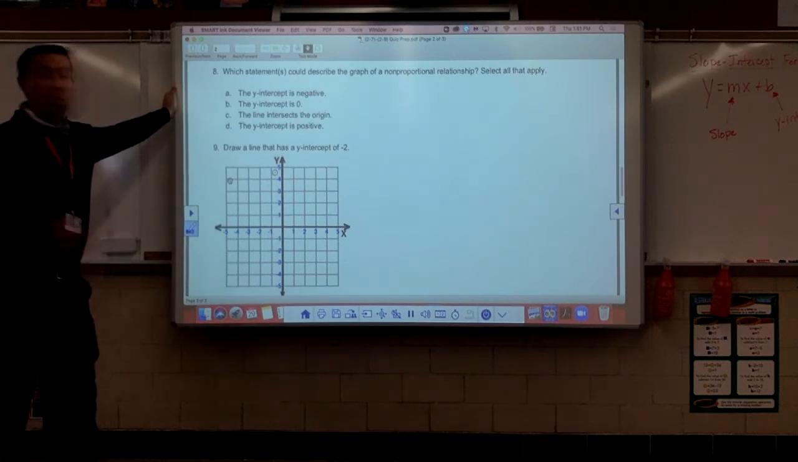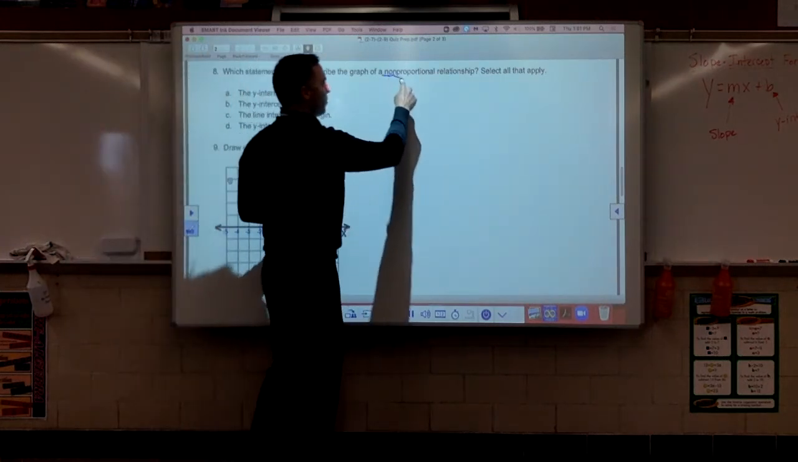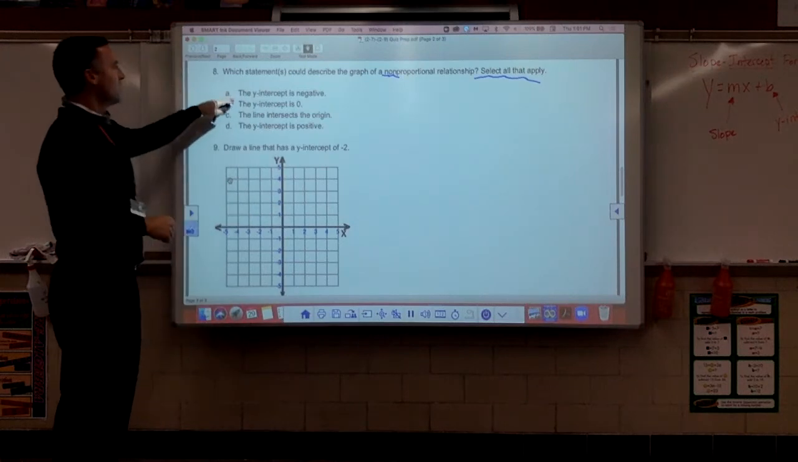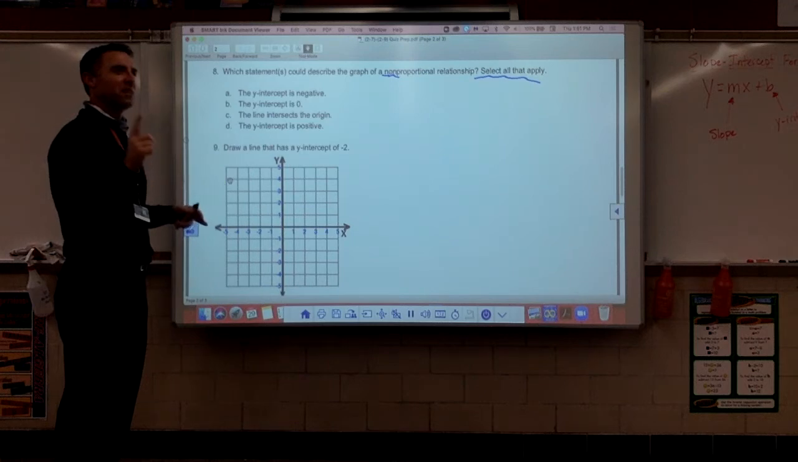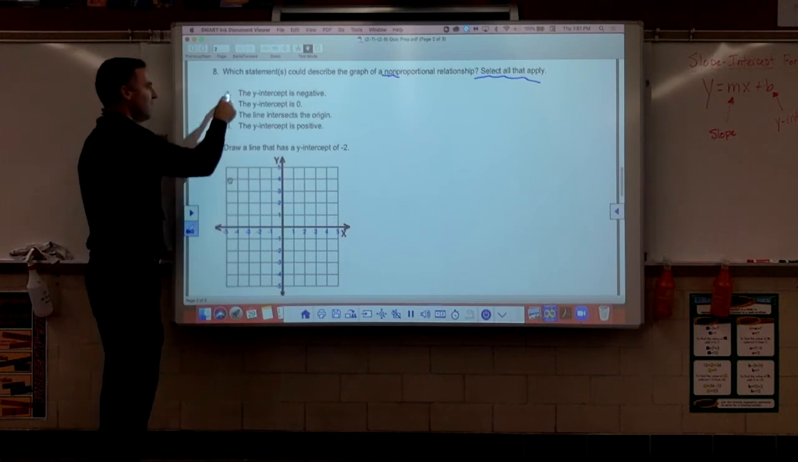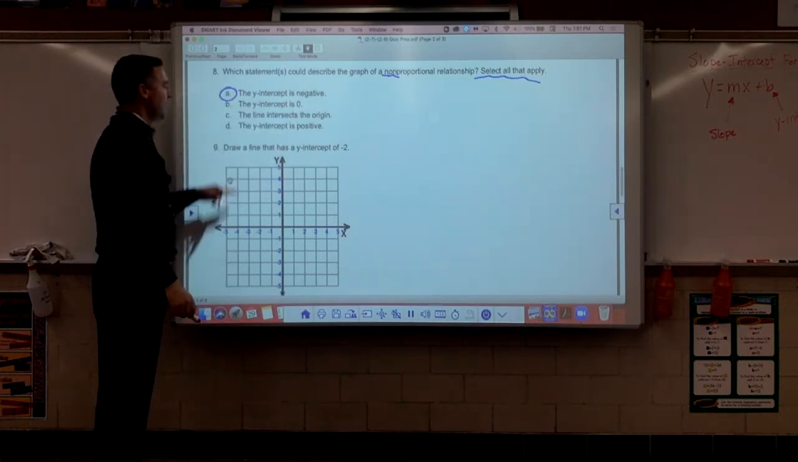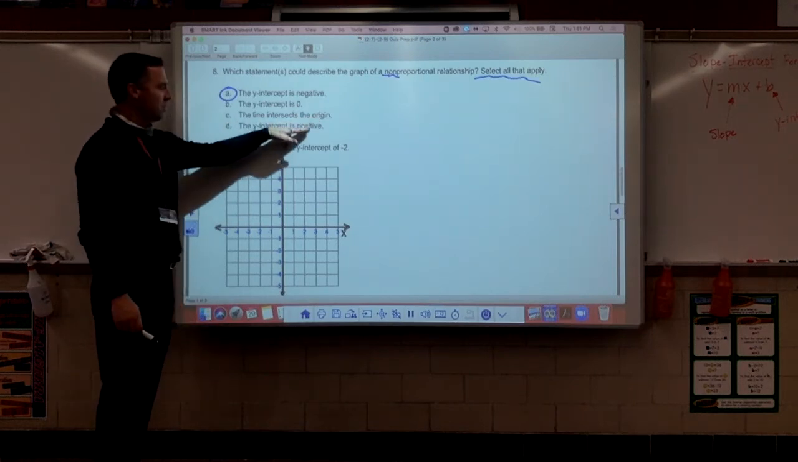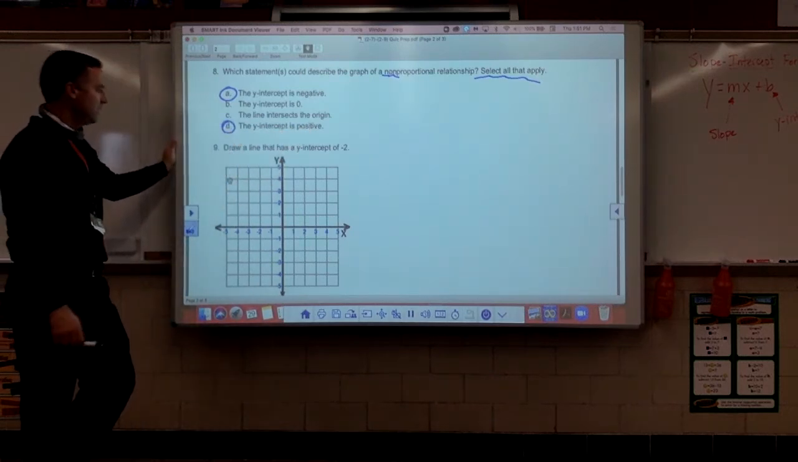Which statement or statements could describe the graph of a non-proportional relationship? Ooh, yes, another select all that apply. Well, is the y-intercept negative? If it's non-proportional, that means it doesn't go through the origin. So that means it could be negative. Could it be 0? No. The line intersects at the origin? No. Could the y-intercept be positive? Potentially. Yeah, could be. A and D.